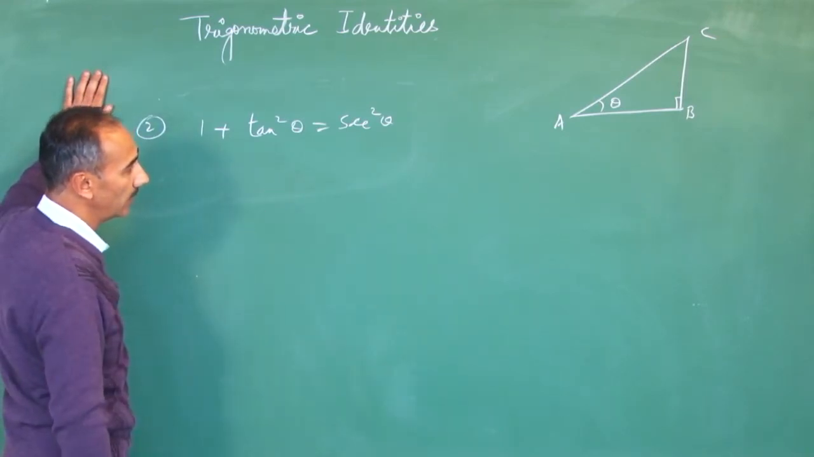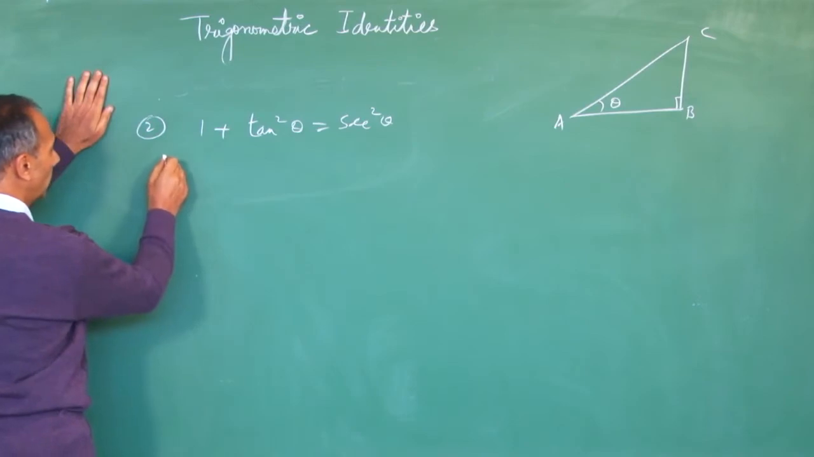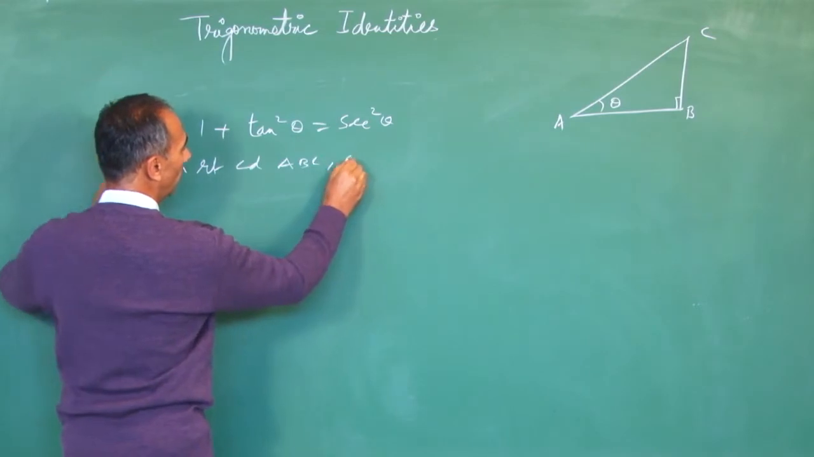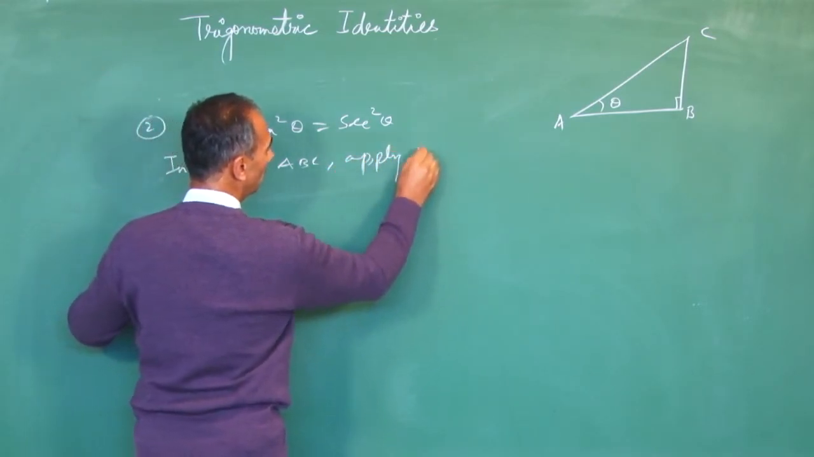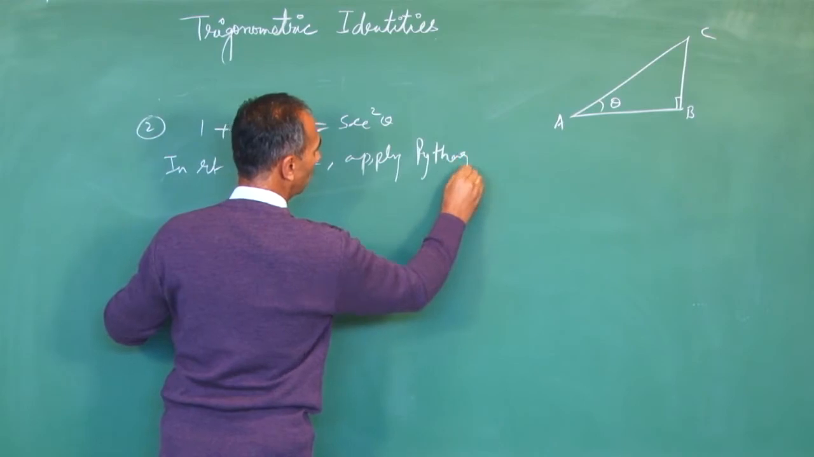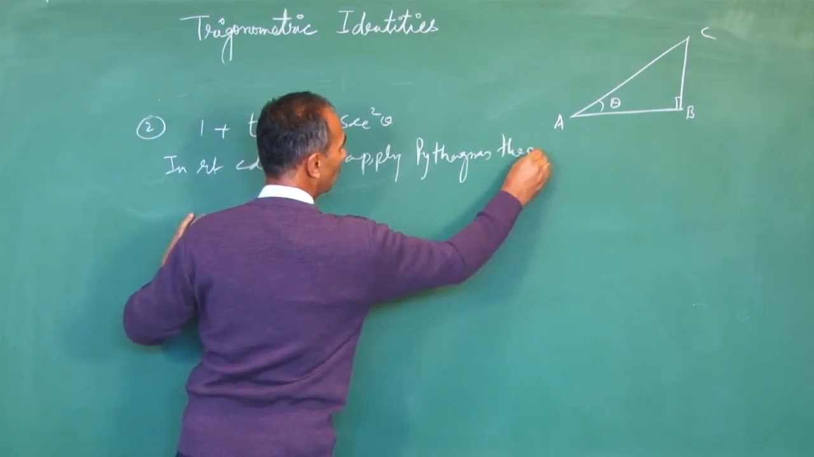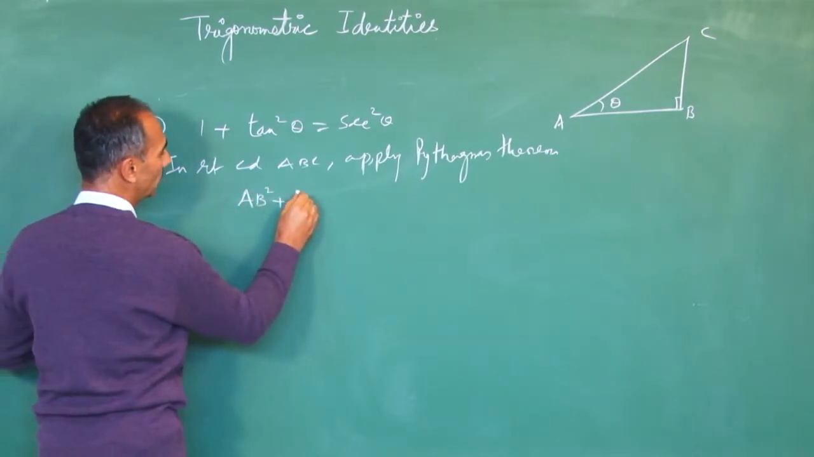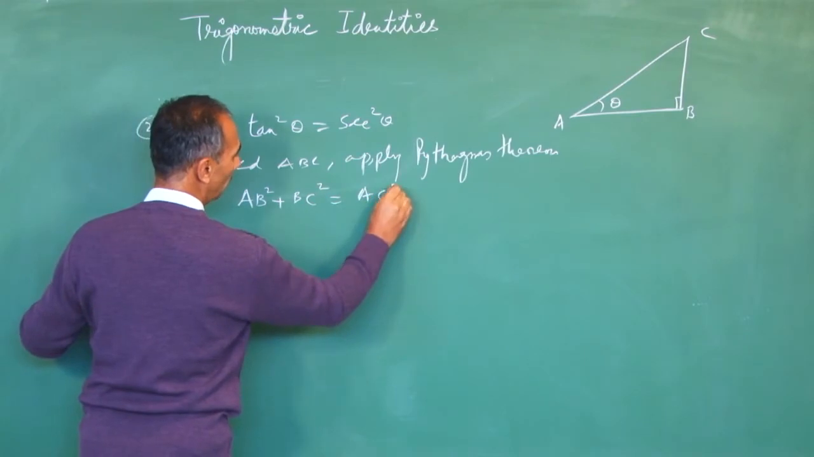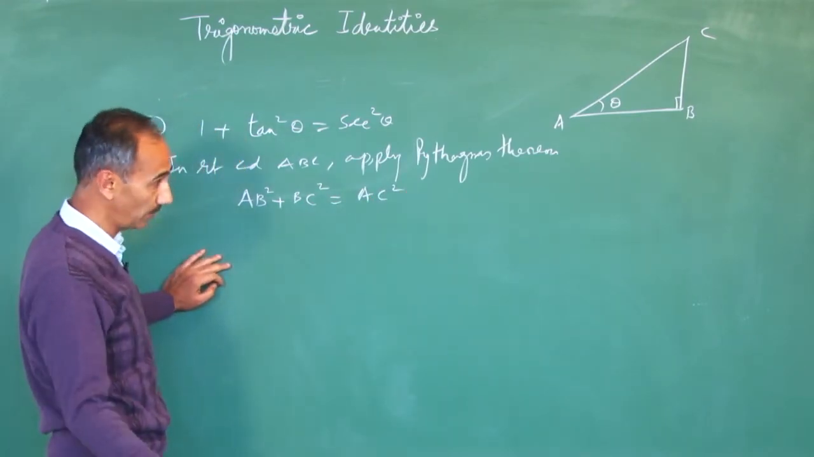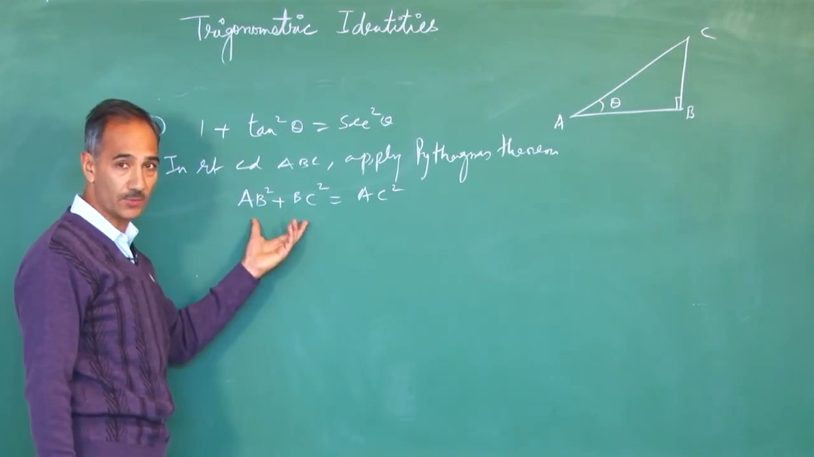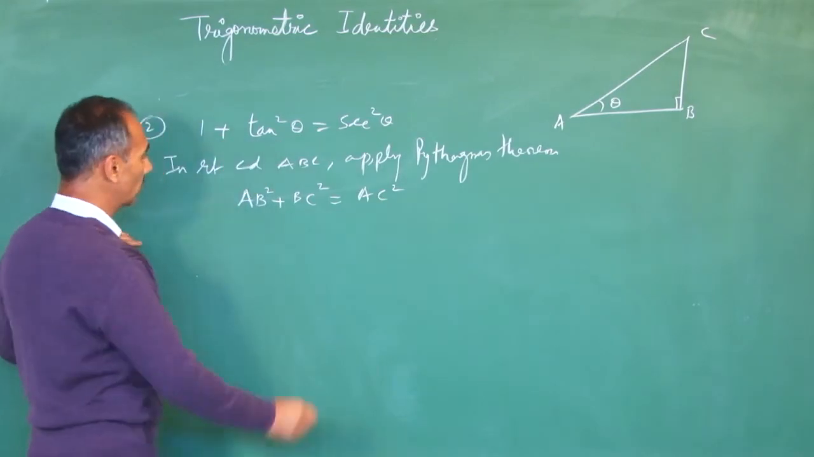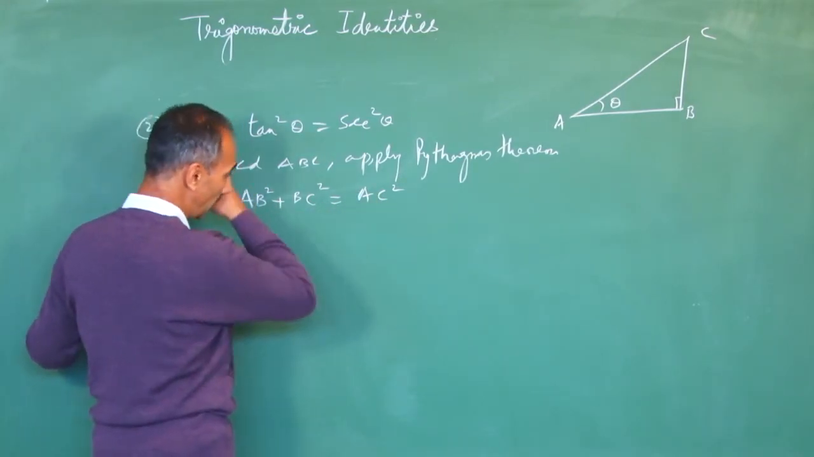So in that right angle triangle ABC, let me apply the Pythagoras theorem. So we have, I could write it this way, AB square plus BC square is AC square. Usually we write AC square is AB square plus BC square. But I'm expressing it this way because I have a sum on the left hand side of the result that I have to derive. So AB square plus BC square is equal to AC square.